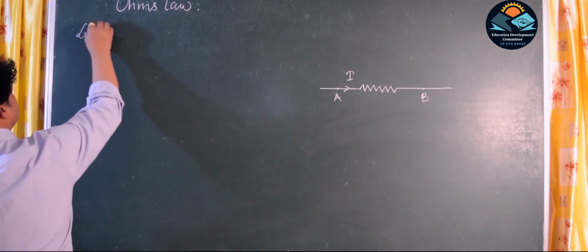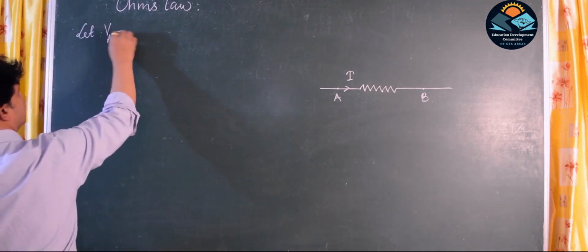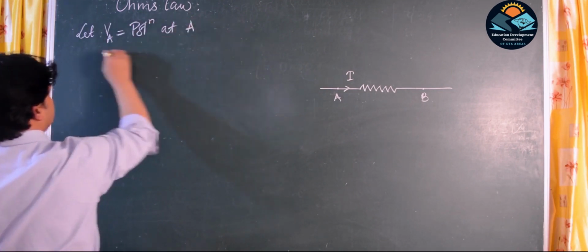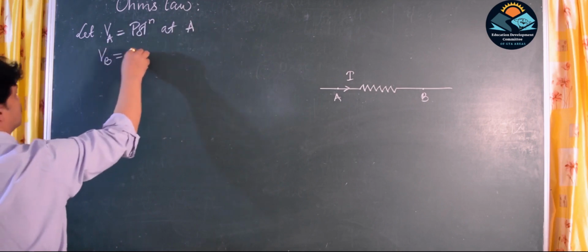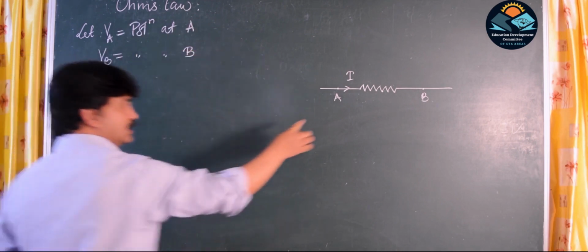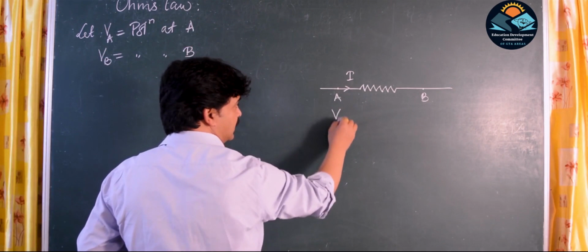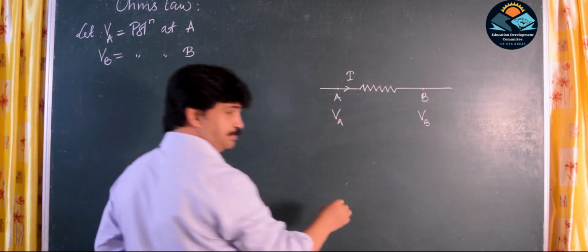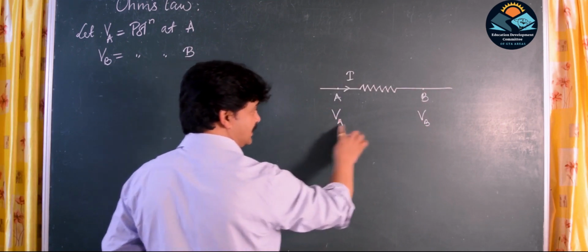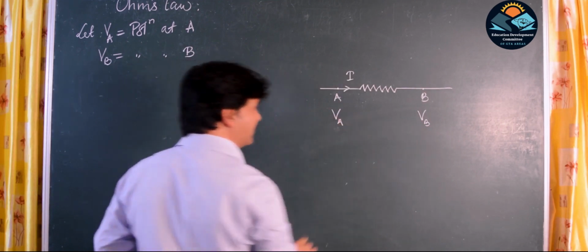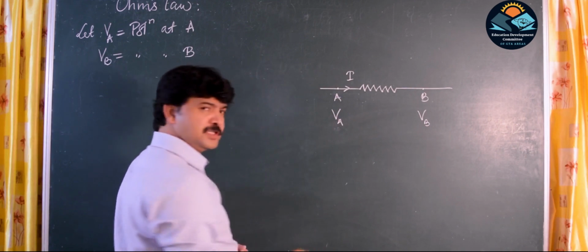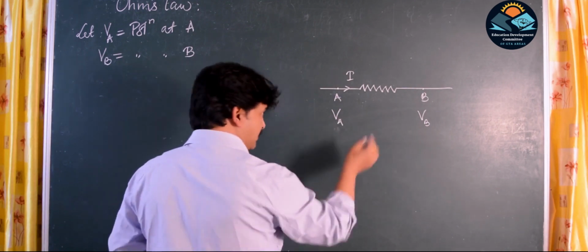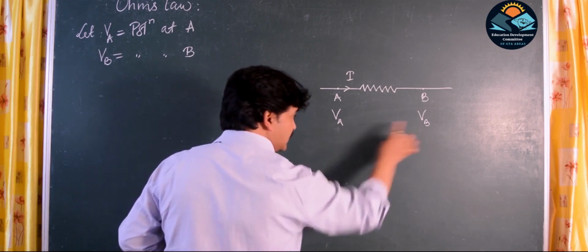Now let VA be the potential at A and VB be the potential at B. So the potential here is VA and the potential here is VB. Like in the previous case, it was 20 and 18, no? So how did we find the potential difference? By subtracting these two, isn't it? By finding the difference of these two potentials.